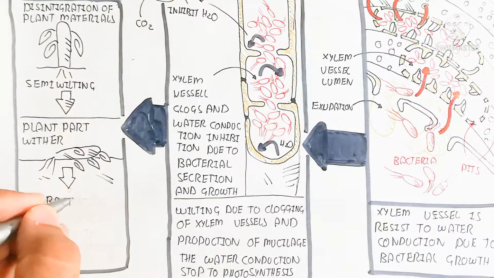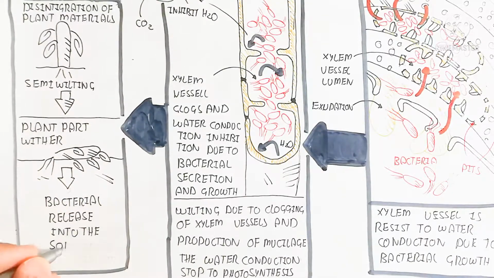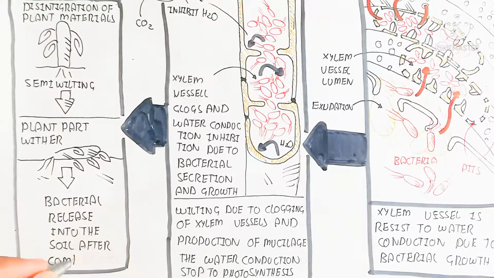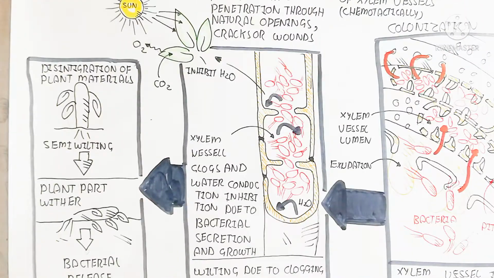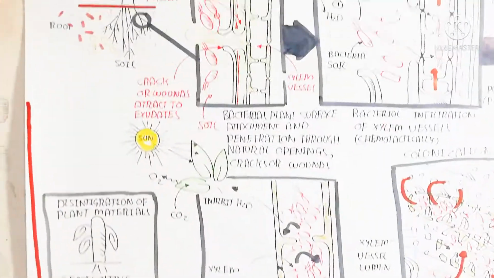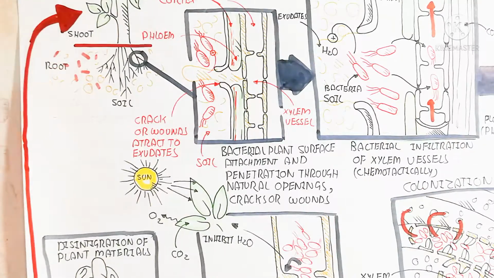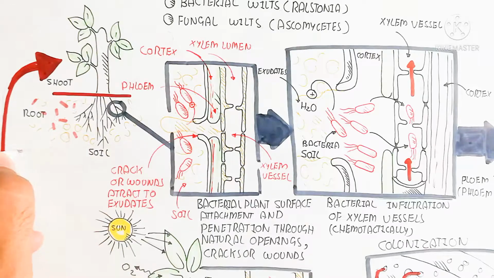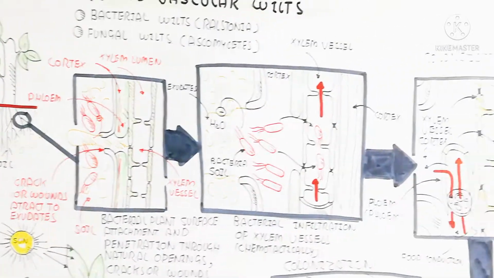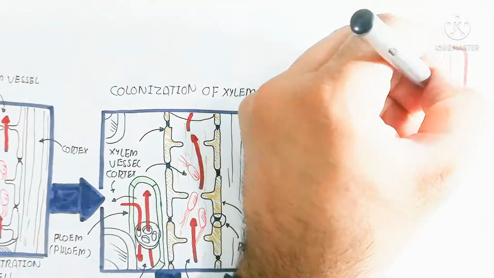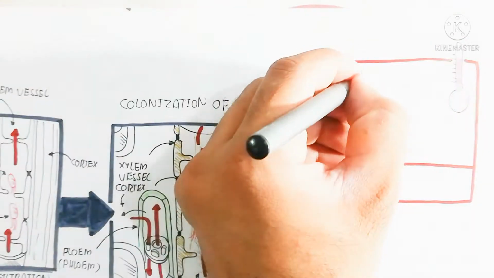In this way, the plant parts wither and then die, and the bacteria are released into the soil after the complete wilt. After the complete wilting, the soil is infected, and in this way you can understand here is a shoot and root system of the plant again. So the bacteria can again invade through the root system, the cycle will repeat, and infection will occur in another plant. So in this way, the plant temperature we will discuss.